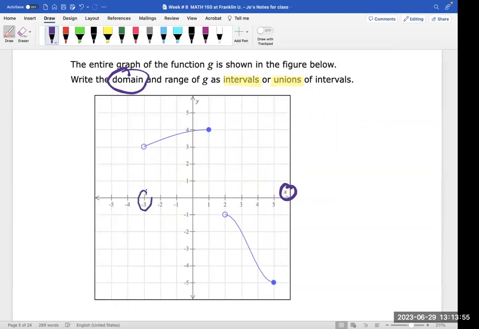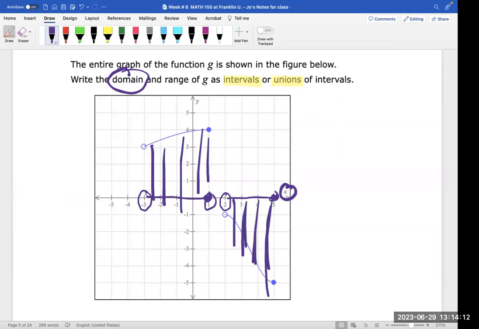Everything from not quite this up to and including 1. And then it would be an open circle here and a closed circle here, because again, I'm looking at what x values are needed to make all of those points. So my domain in interval notation would be not including -3 as an endpoint up to including 1 as an endpoint. Notice the bracket when it's a solid and parenthesis when it's open.